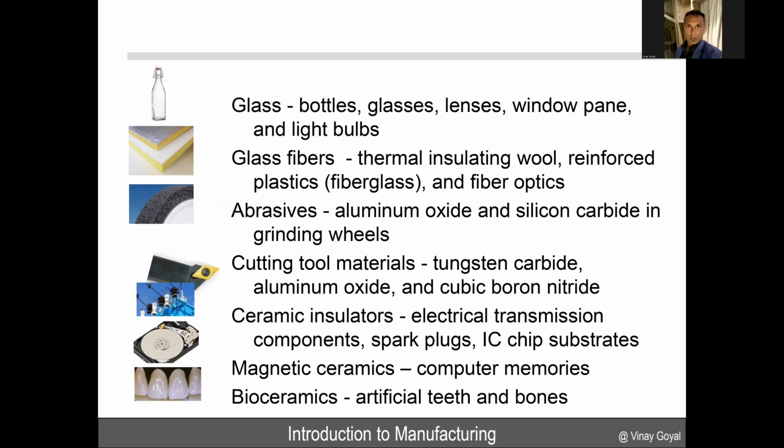Proceeding on, you have glass, like bottles, glasses, lenses, window pane, and glass fibers like thermal insulating wool, reinforced plastics, and fiber optics. There are abrasives like aluminum oxide and silicon carbide in grinding wheels, and cutting tool materials like tungsten carbide, aluminum oxide, and cubic boron nitride. And they have ceramic insulators like electrical transmission components, spark plugs, and integrated chip substrates, as well as magnetic ceramics and computer memories. There are also bioceramics, used in artificial teeth and bone. And then here you can see some of the examples for each of those.